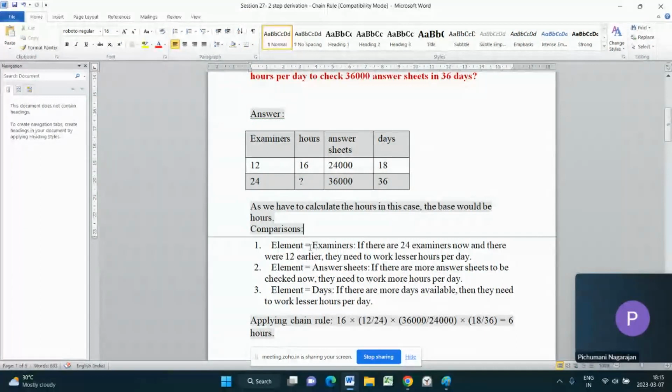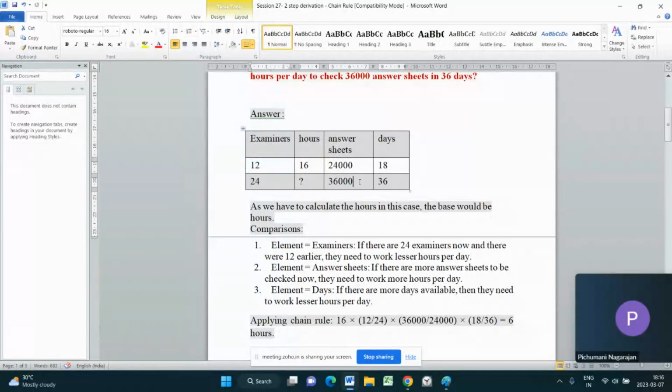Element 1, examiners. There are 24 examiners here, and earlier there were only 12. With 24 examiners they will finish in fewer days, and they can finish in fewer hours, because we have increased the examiners. This is general logic: if you increase the examiners, the work can be completed earlier. Here it is directly proportional. If more people are added, it takes fewer days.